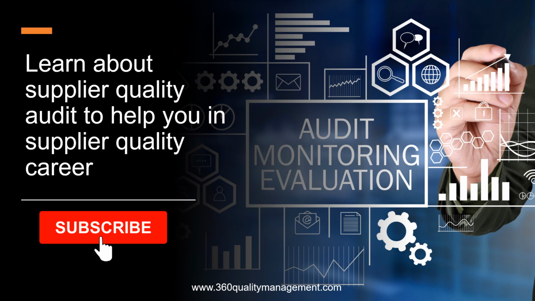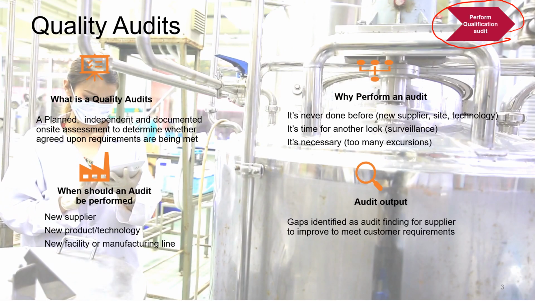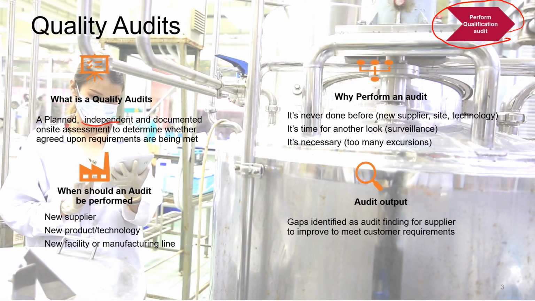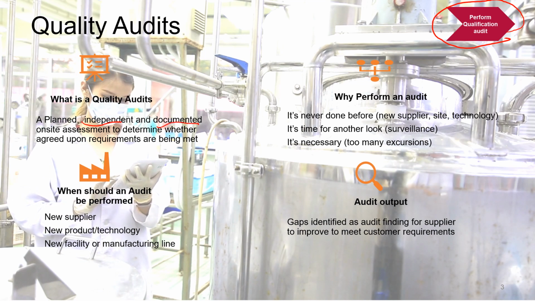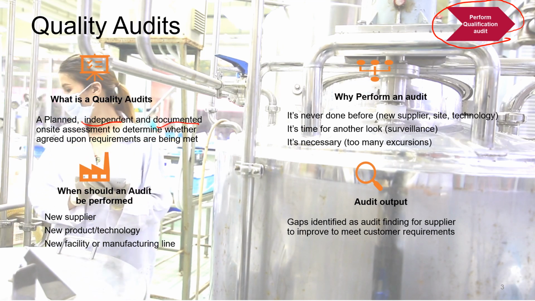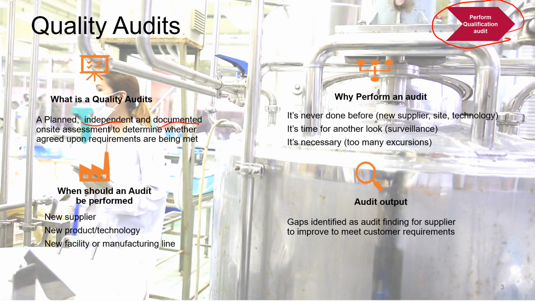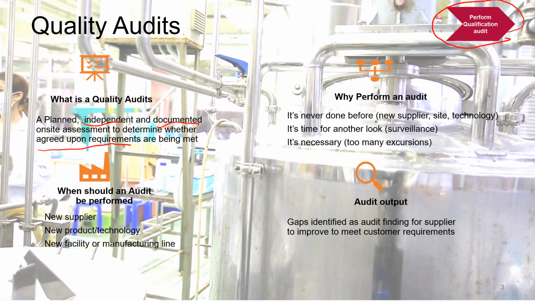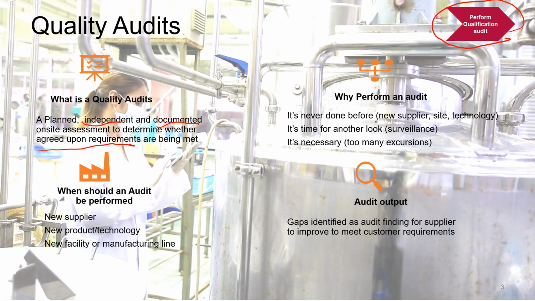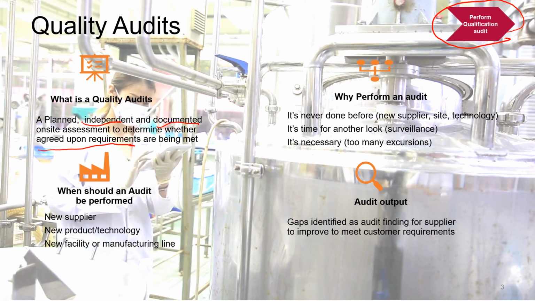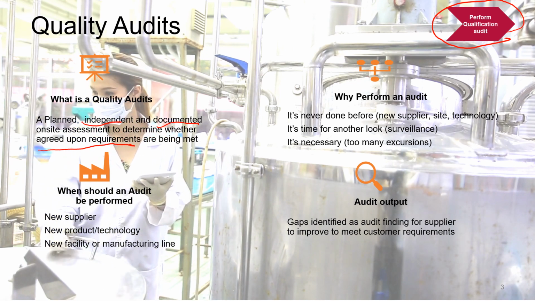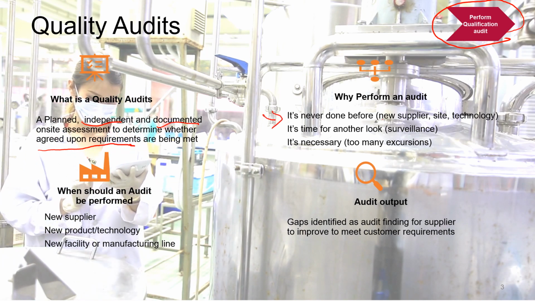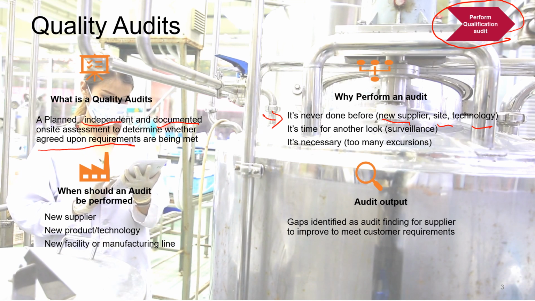of supplier quality management. An audit is actually a planned, independent, documented on-site assessment to determine whether suppliers are able to perform upon agreed requirements. The reason why we perform audit is because maybe it has not been done before for new supplier sites or technology or even new manufacturing line.